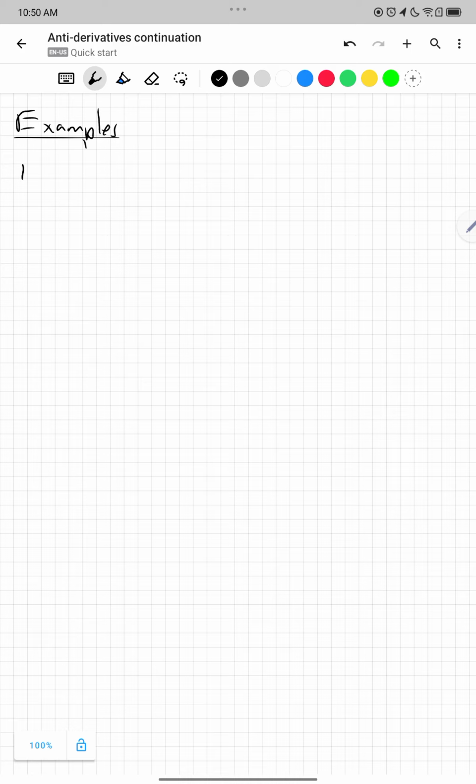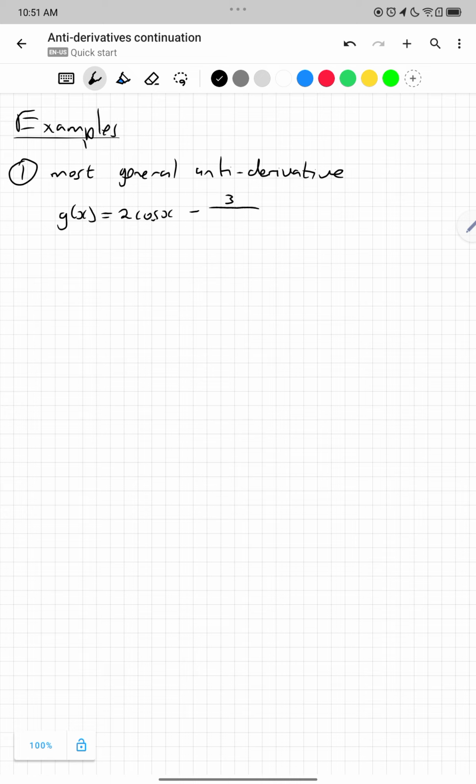So example 1 says find the most general antiderivative of the following, which is g of x is equals to 2 cos x minus 3 all over 1 minus x squared plus 1 plus 3 all over root x.